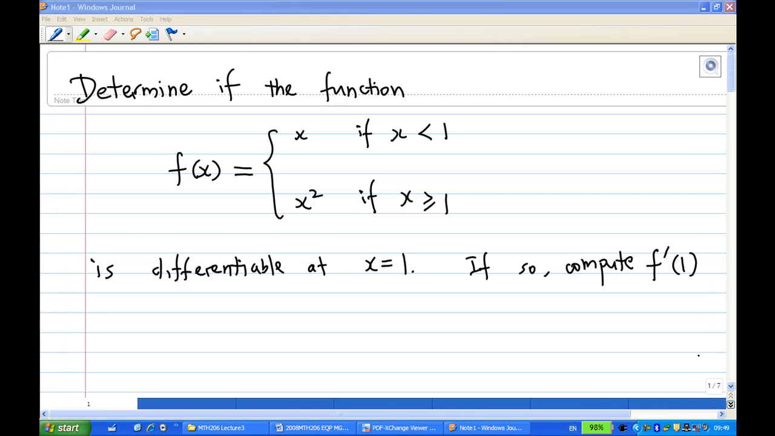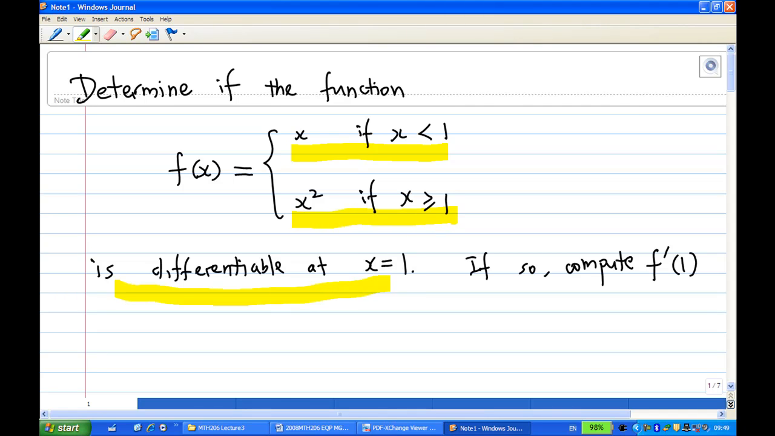Hi, for this recording, we will investigate whether the function f of x equal to x for x less than 1, and x squared if x greater than or equal to 1, is differentiable at the point x equal to 1. If so, we will compute f prime of 1, the derivative at the point 1. To do this, we must recall the definition of derivative.